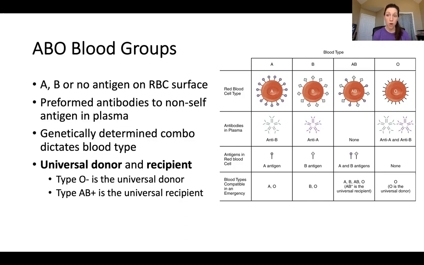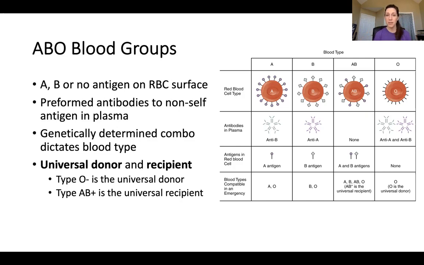If you have both types of antigens, then you are type AB. So your blood type is named for the type of antigen that you have on the surface of the cells. It's just an identifier. Okay, think of it as a name tag. So type A, you have A antigen. Type B, you have B antigen. Type AB, you have both types of antigens. And then type O, you have none. So you do not have any of those antigens on the surface of your red blood cells.